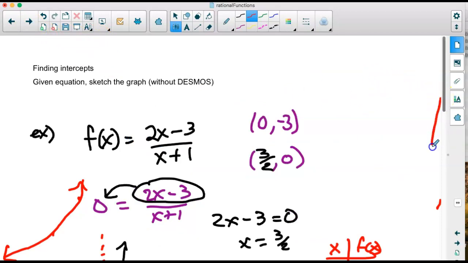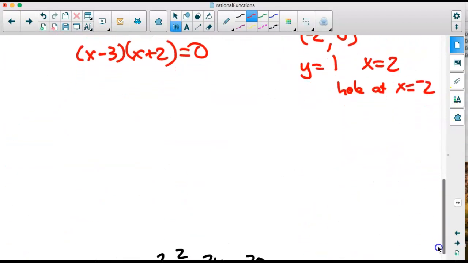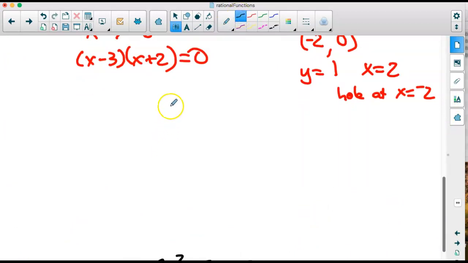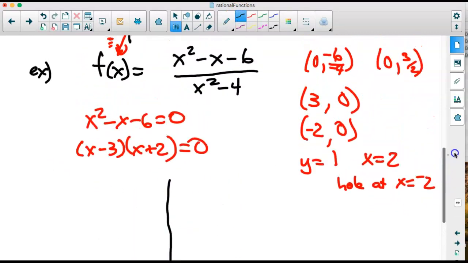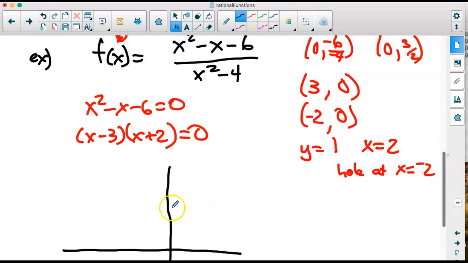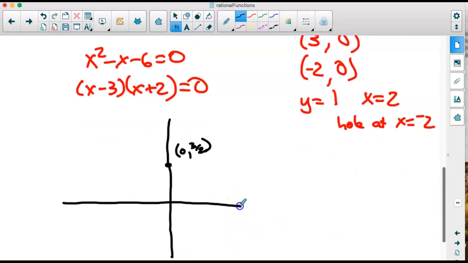Okay, so if I'm graphing this function now with all that information in general, I'm going to plot the intercepts: 0, 3/2, right here. I'm going to have 3, 0 and negative 2, 0, so that's going to be out here a ways. 3, 0 and negative 2, 0 are going to be those intercepts.